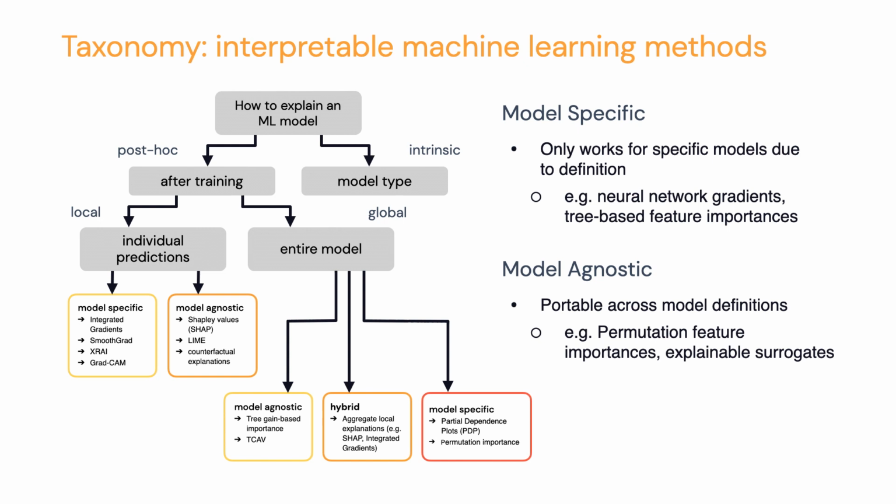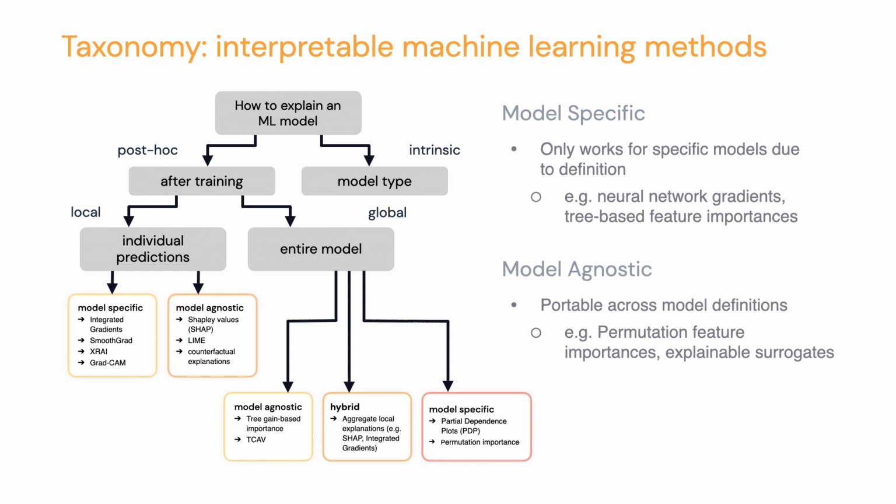Note that you can also aggregate the scores of some local model-specific methods like integrated gradients or sample Shapley to provide global views of the model's prediction space using aggregations like averages and medians. So that's what we're referring to here as that hybrid box on the screen.